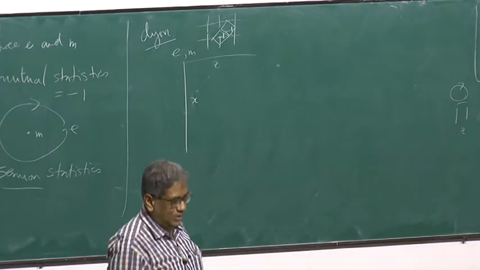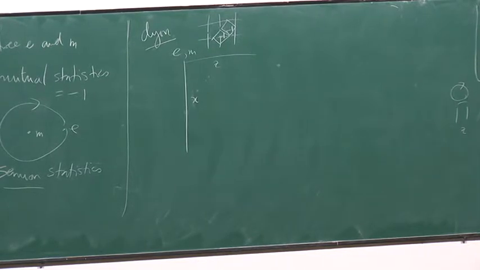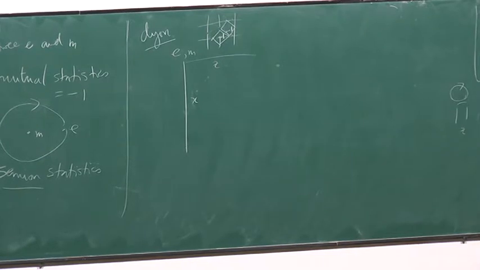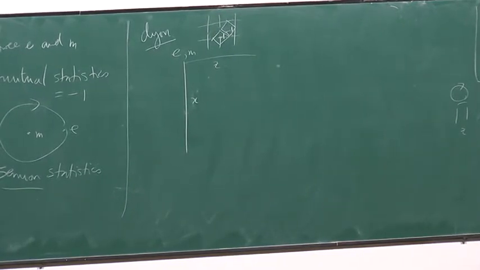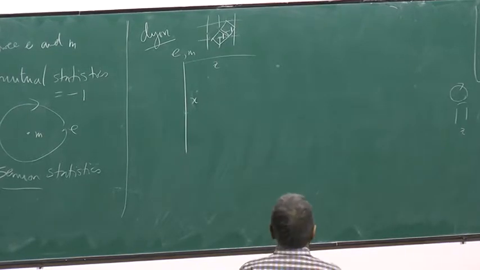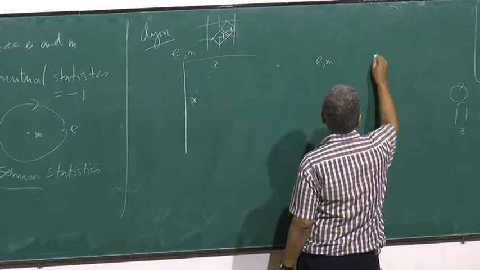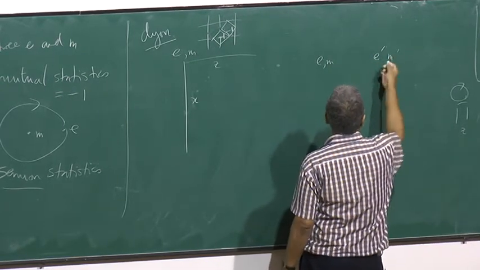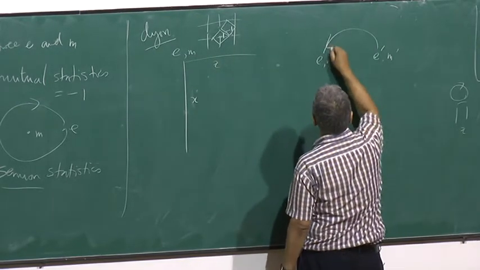So what happens if you exchange two dyons? Now dyons should be identical particles, because this dyon has an E and an M, and that one also has an E and an M. So for dyons, you can ask what will happen if you exchange them. So here is an E and an M, and here is an E, let me call it E prime, and an M prime. They are really identical, but I just want to distinguish between them. And let us say you do this.